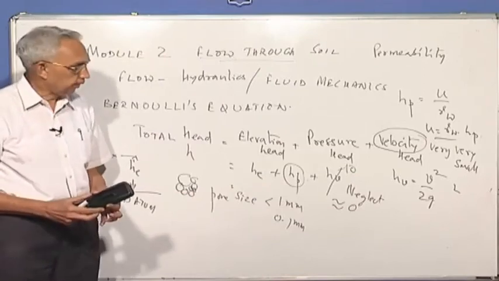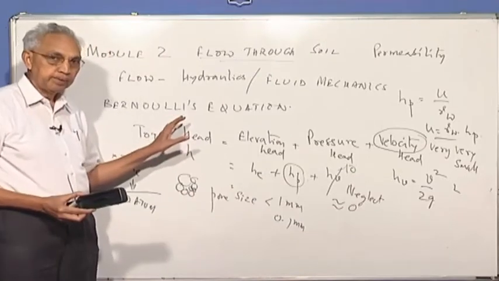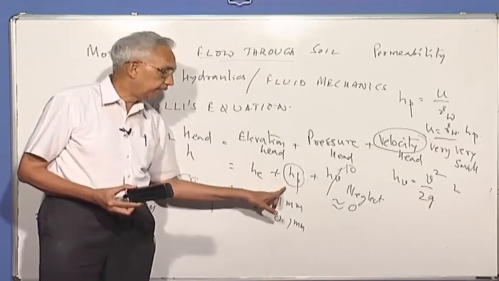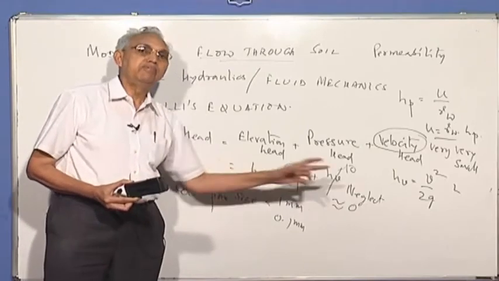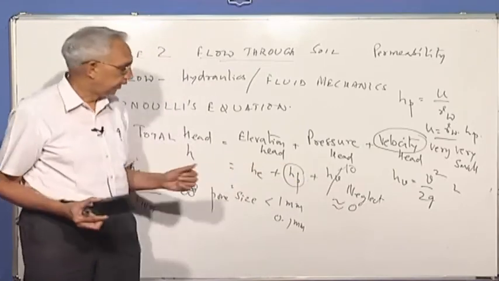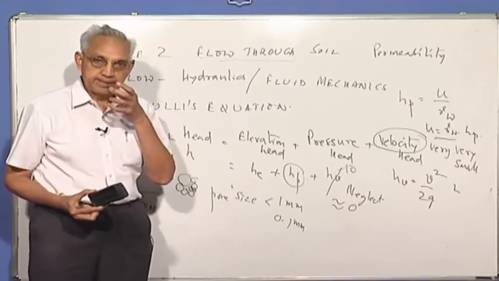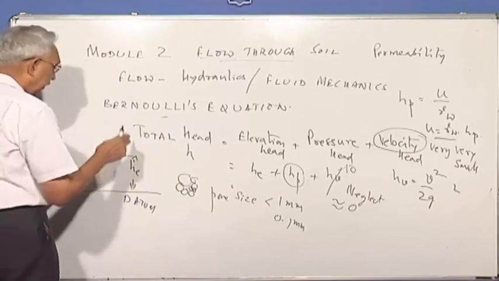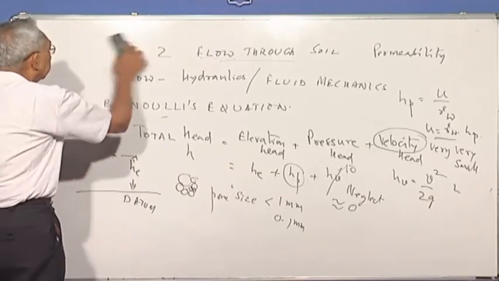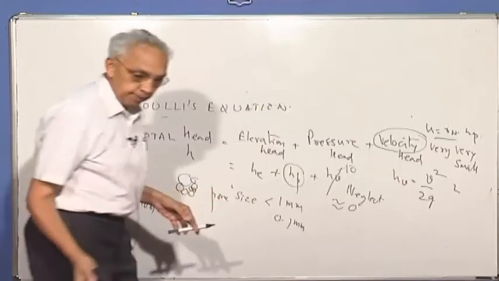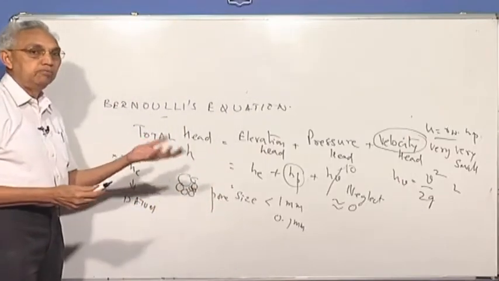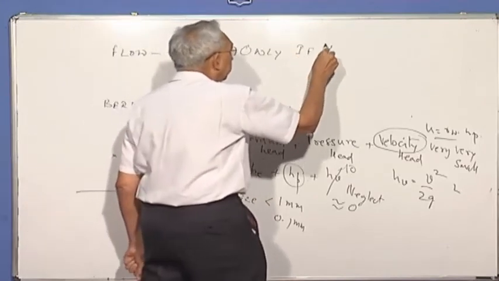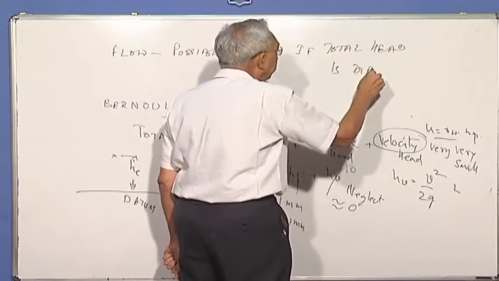So please remember, according to Bernoulli, the total head H is equal to the elevation head, the pressure head, and the velocity head. But when we talk of soils, we only talk of the elevation head and the pressure head. And Bernoulli said, after defining this, the flow occurs only because of change in total head. Is flow possible when the total head is the same? Is it possible only if total head is different between 2 points?